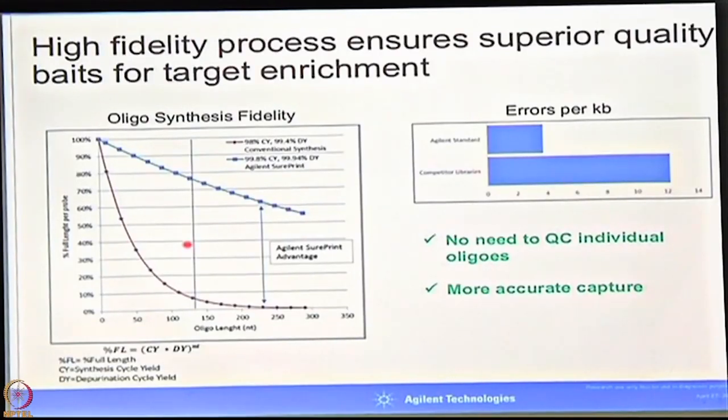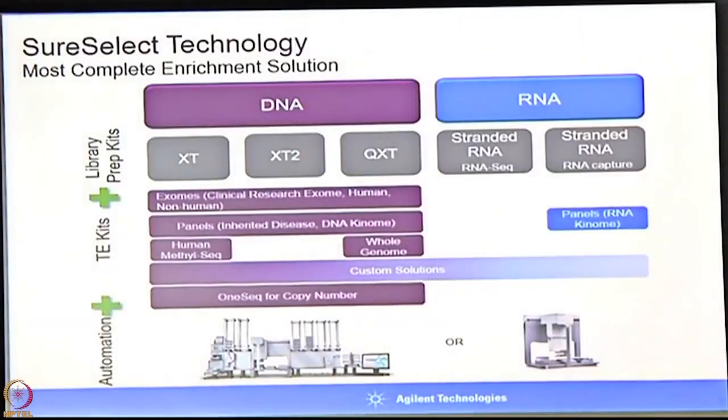If you see the error rate in the probes, it is very low in Agilent. It's like one or two errors in 1 kb, but others have lots. So we have high fidelity probes, which are bidirectional. It is used for making the libraries. So these are the different ways you can make exome libraries.